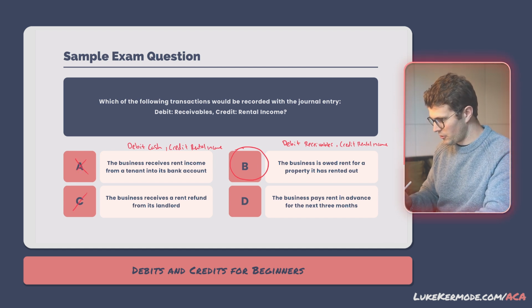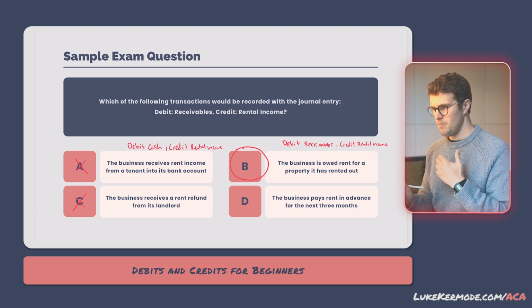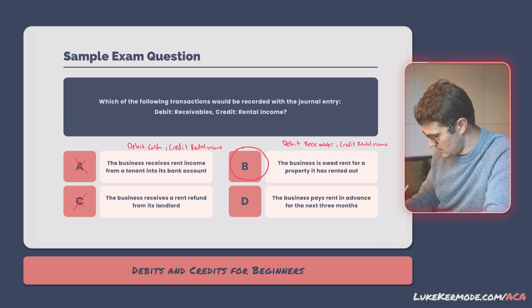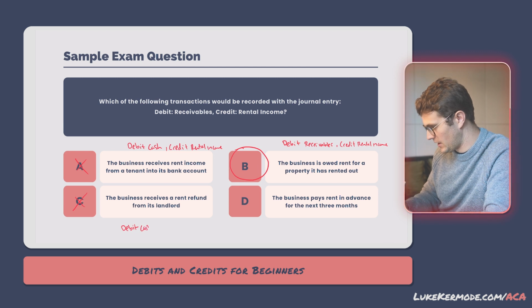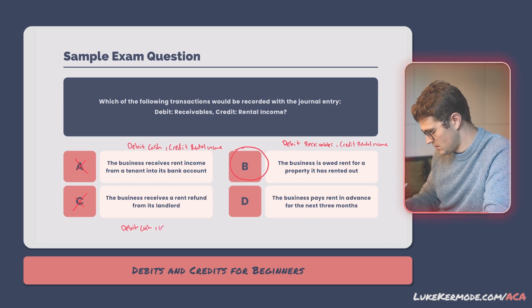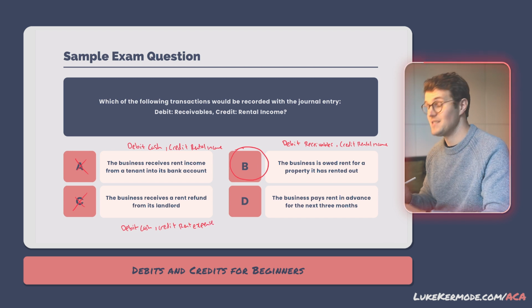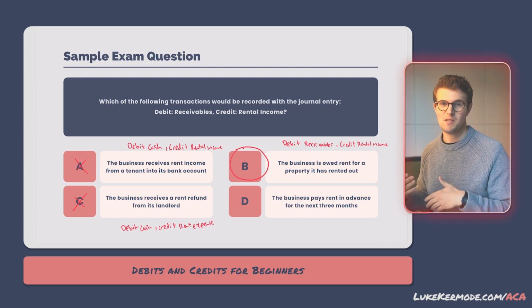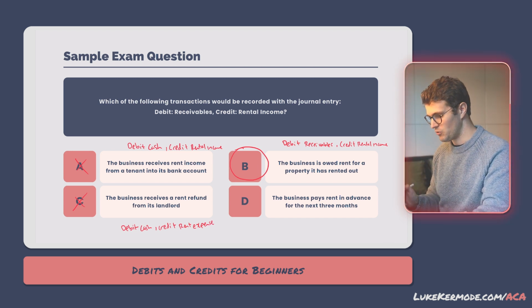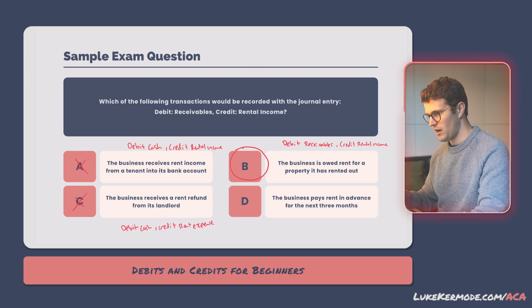Option C is also incorrect. A rent refund would typically be recorded as debit cash, as we're receiving cash from the refund, and credit rent expense, because this is relating to the rent the business is paying for, i.e. its own premises that it's paying its landlord for. So the rent refund would be reflected as debit cash, credit rent expense.